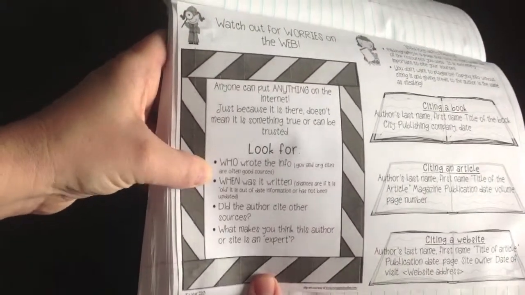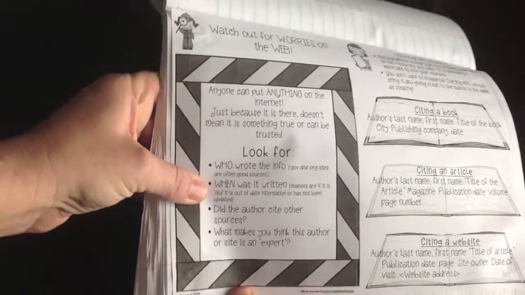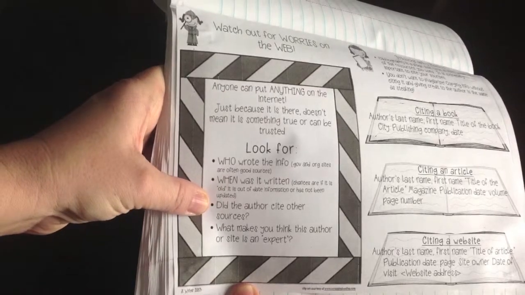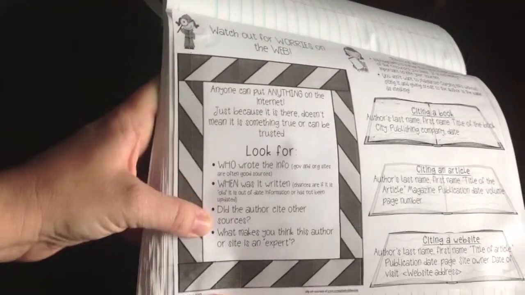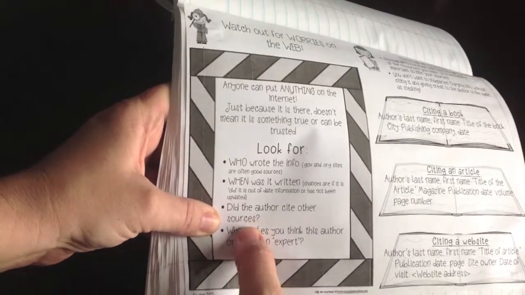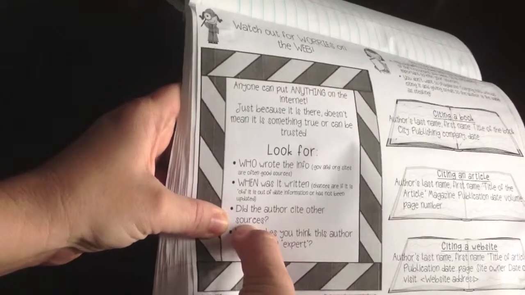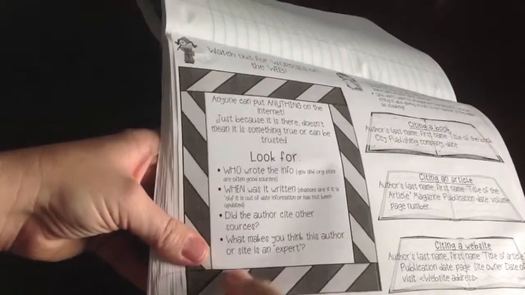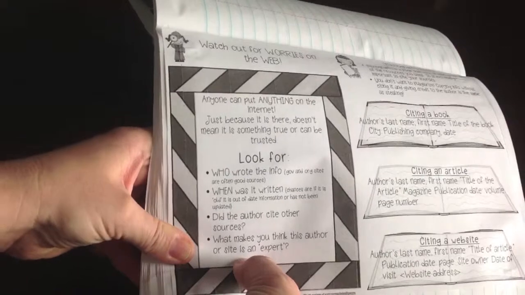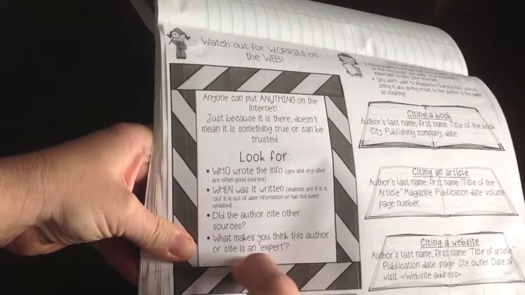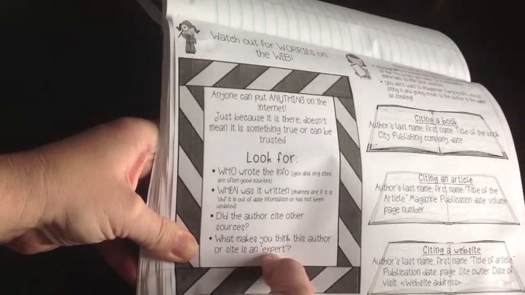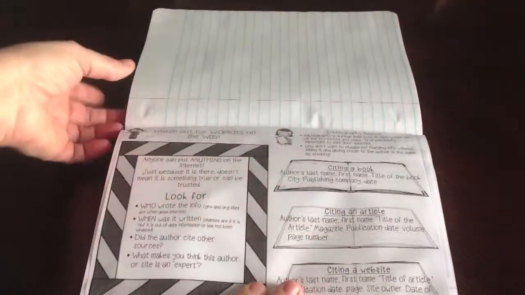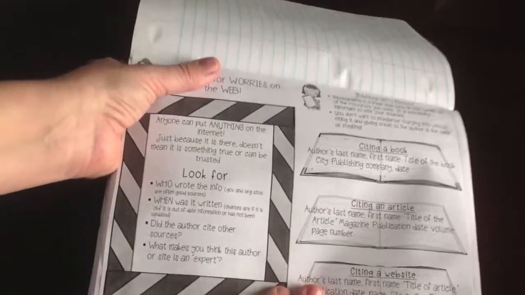.gov and .org sites are generally good sources. Check when it was written. Chances are if it's old, it might be out-of-date information or it's not been updated. Did the author of the site cite other sources? That makes it a little more reliable if they are basing their work on the work of others. And then, what is it about this site that makes you think that the author or the website developer is an expert?